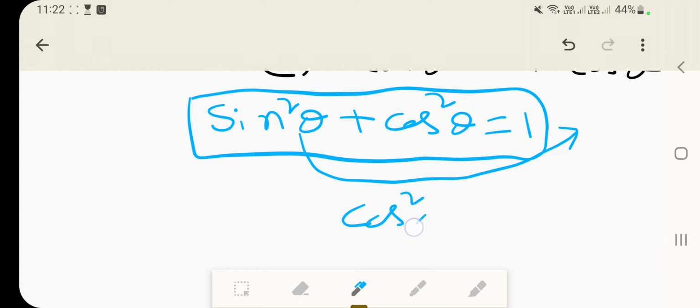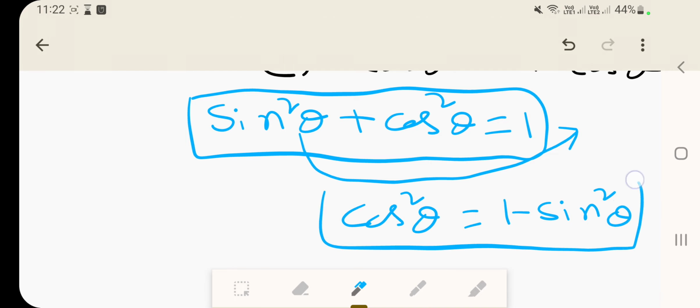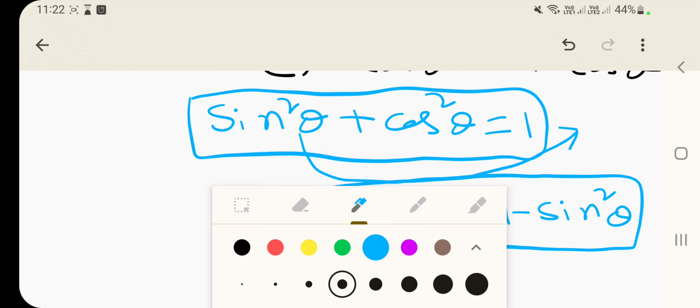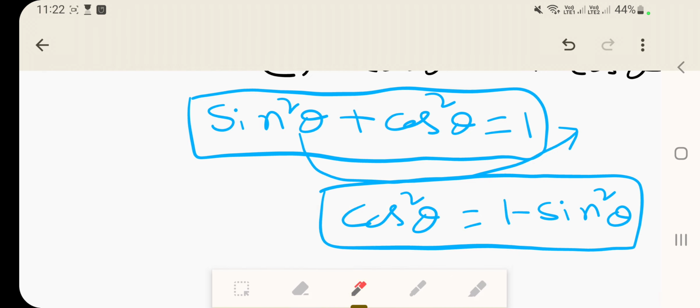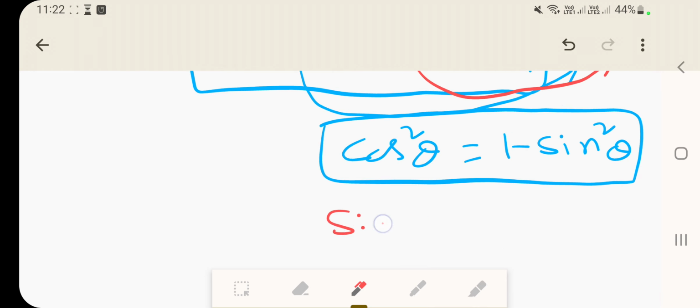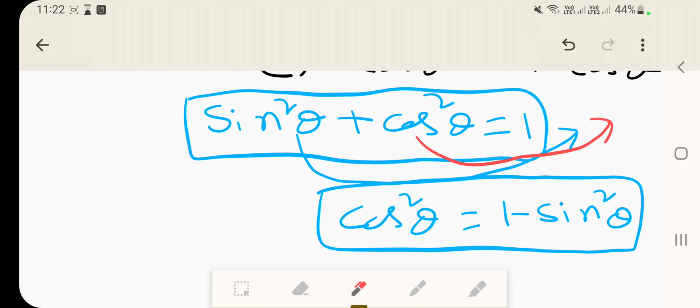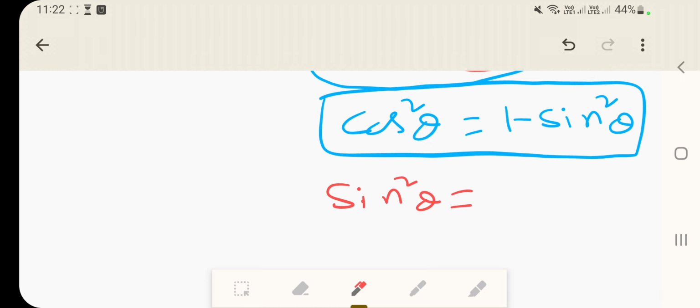So we get cos square theta is equal to 1 minus sin square theta. This is one case. In another case, we keep sin square theta on the LHS and take cos square theta to the right hand side. So we get sin square theta, two different cases these are. We keep sin square theta on the left hand side and we take cos square theta on the right hand side. So we get 1 minus cos square theta.